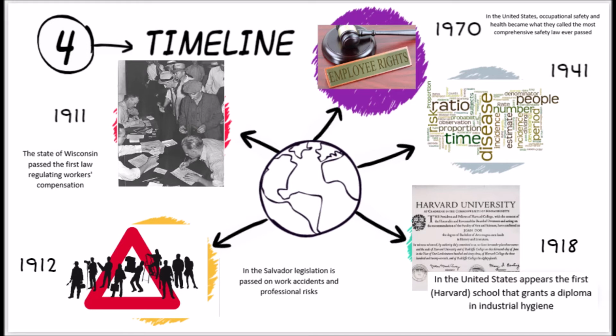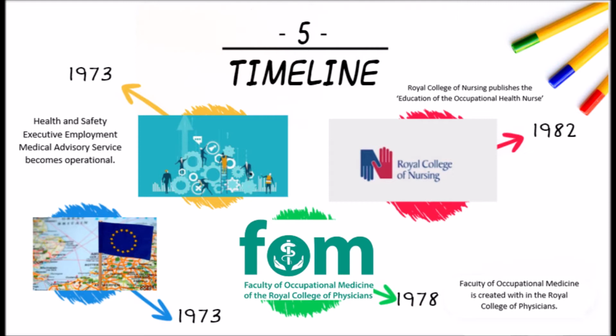In 1970, in the United States, the Occupational Safety and Health Act became what they called the most comprehensive safety law ever passed. In 1973, entry of the UK into the European Economic Community, initiating the requirement for the UK to implement European Directives on Health and Safety and Discrimination. In this same year, the Health and Safety Executive Employment Medical Advisory Service became operational.